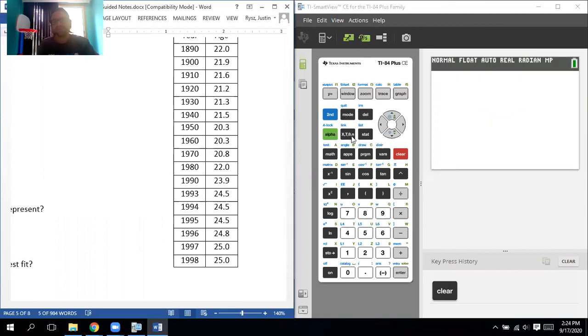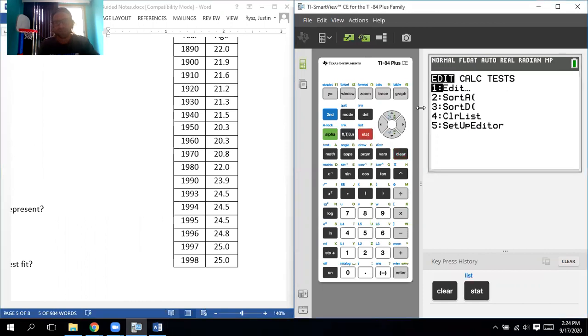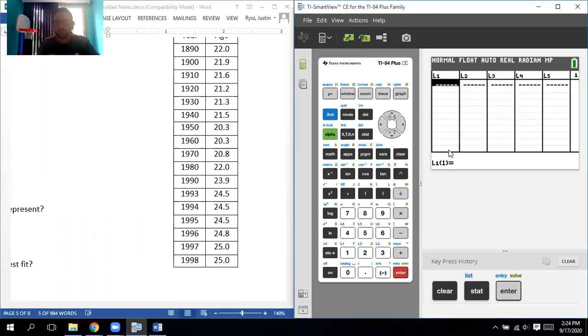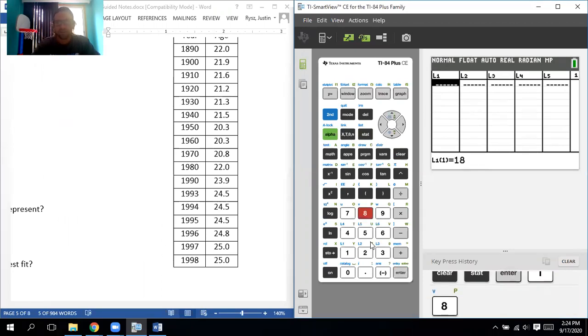In order to get to this, we're going to press the stat button and we're going to go to edit. What this gives us is a list that will be stored of information into the calculator, and list 1 is our independent, and we're going to type in the X values, so our dates, so 1890, 1900, 1910, 1920.